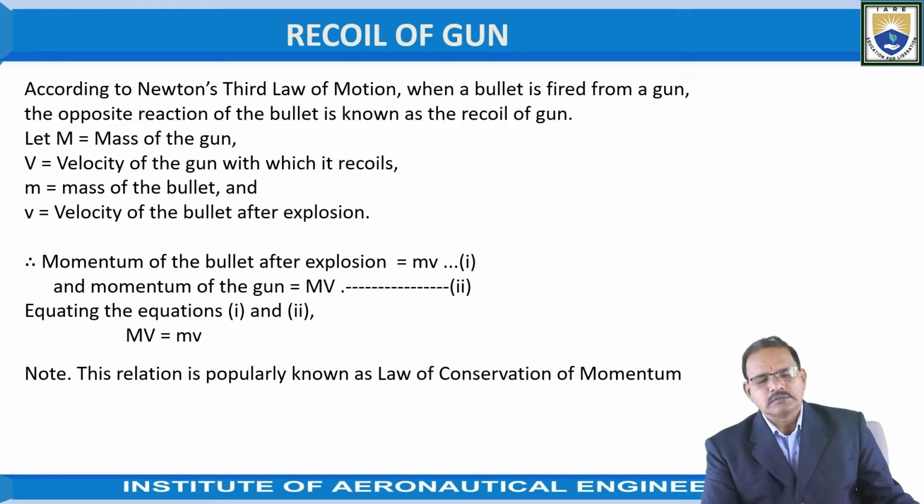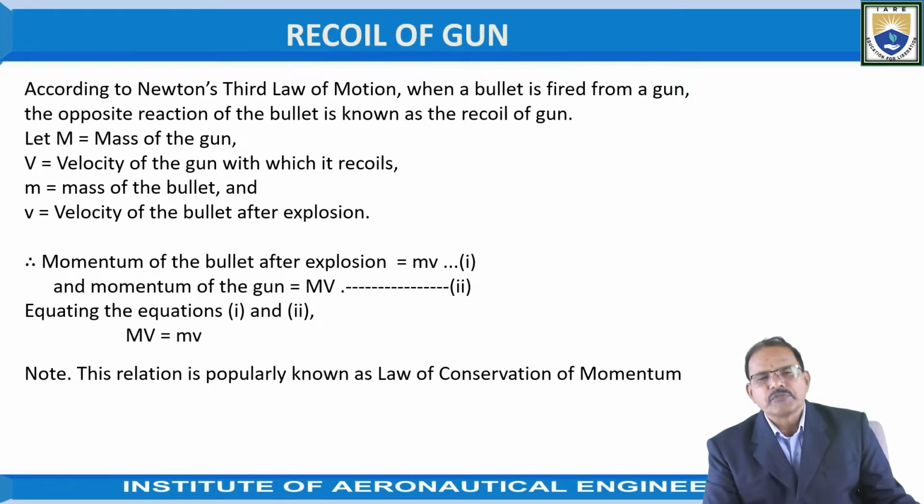Okay, recoil of the gun now. It is based on Newton's third law of motion, that is, the action and reaction are both equal in magnitude and act in opposite directions. It is also applicable to the gun. When the bullet is fired from the gun, the gun always moves in the direction opposite to that in which the bullet is traveling. This phenomenon is called recoil of the gun.